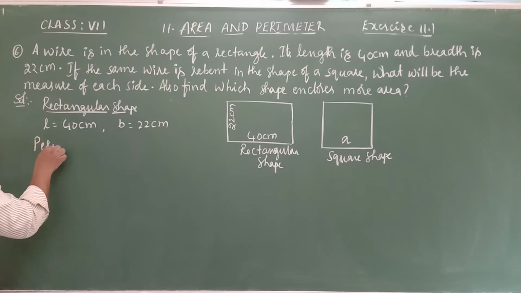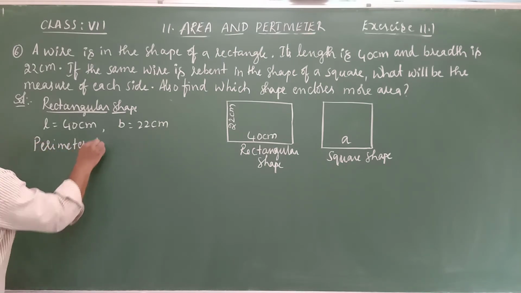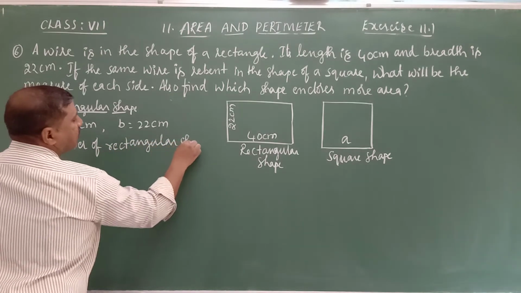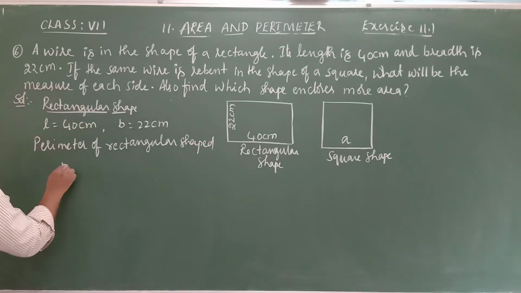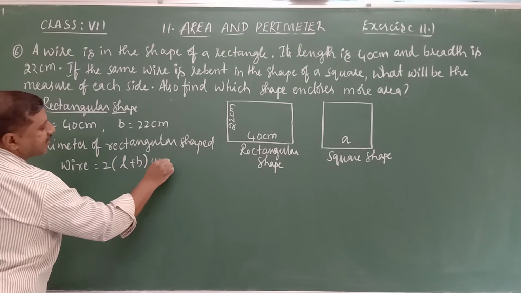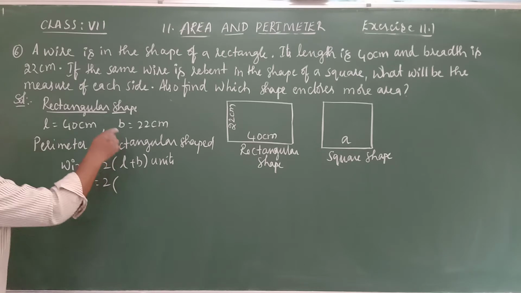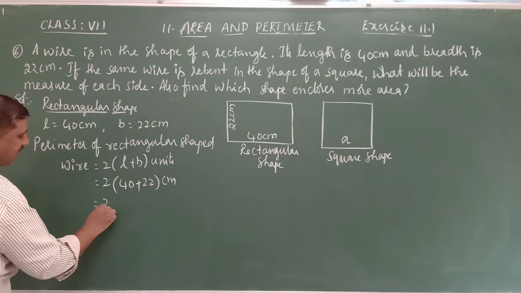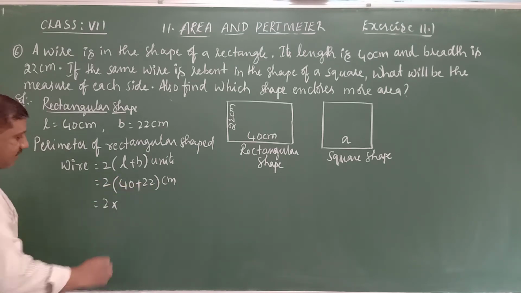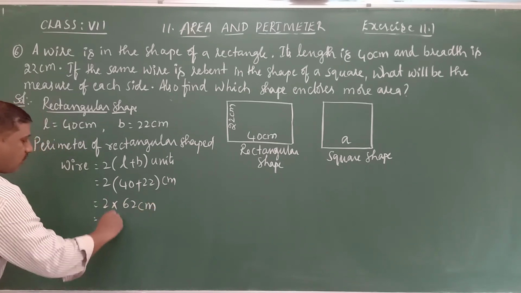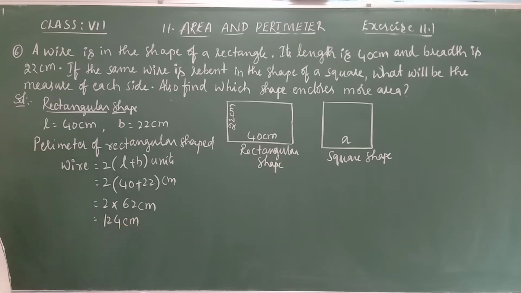So the perimeter of the rectangular-shaped wire is, what is the formula? It is 2 into (L plus B) units. That is 2 into (40 plus 22) centimeters, that is 2 into 62 centimeters. Now multiply: 2 twos are 4, 2 sixes are 12. 124 centimeters is the perimeter of the rectangular-shaped wire.